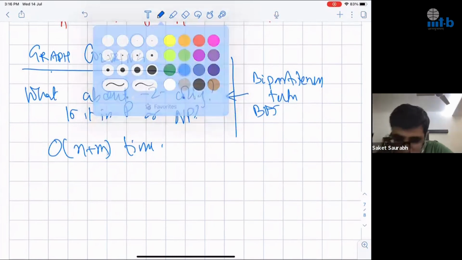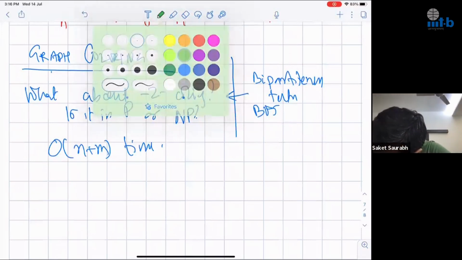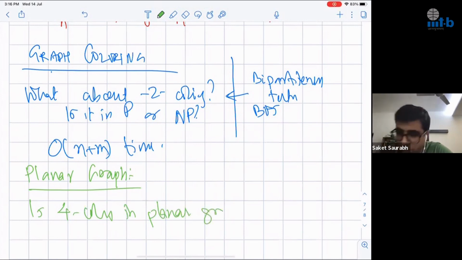Okay. Now I change myself. Let's say I ask myself on planar graph: is 4 coloring in planar graph poly or NP complete?